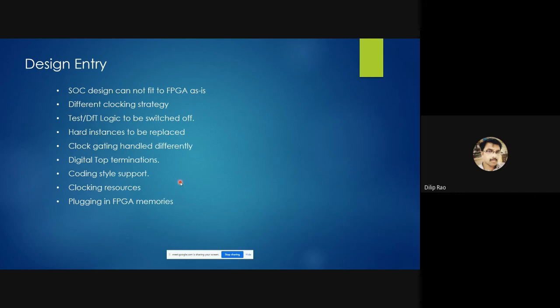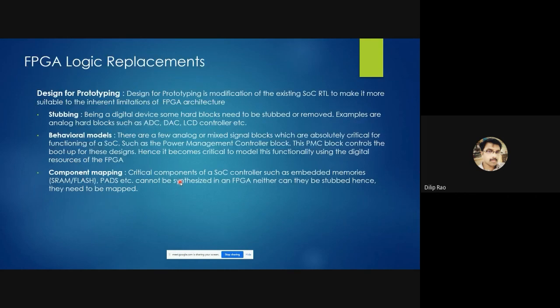Coding style support, I would say, is a very subtle aspect. At a bottom level, you can directly use the same style of coding for both ASIC and FPGA, no problem there. Plugging in FPGA memories: FPGA memories are different compared to ASIC memories. You need to replace ASIC memories one by one with similarly functioning FPGA memories. Otherwise, you are going to break the functionality. So this is something that has to be taken care of. I think I already spoke about this before.